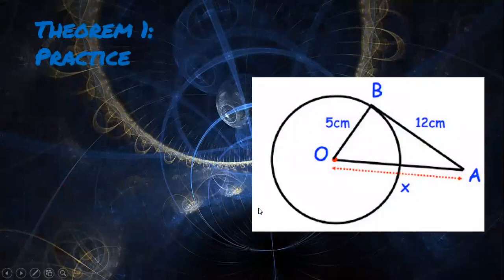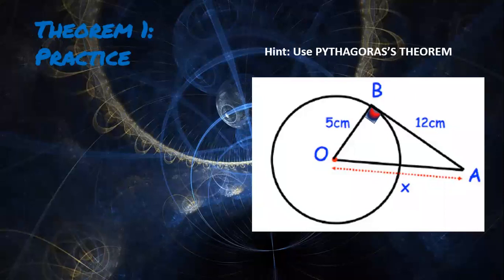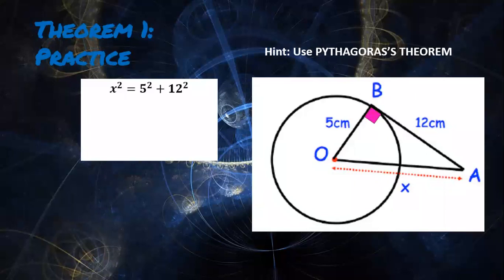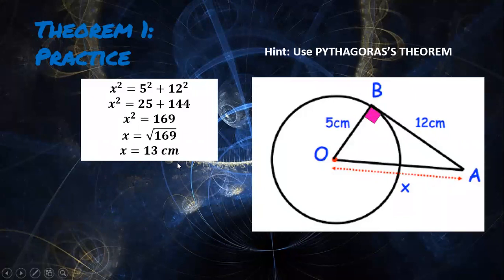Let's look at a question that exemplifies this idea. This is a radius. This is the tangent. This is the radius. Where they meet is going to be 90 degrees, and we can use Pythagoras' theorem. So we see the inclusion of Pythagoras' theorem as well in some of this. We can use Pythagoras' theorem to find out what x is, and that would be x squared is equal to 5 squared plus 12 squared. x squared is equal to 25 plus 144. x squared is equal to 169. Hence, x is equal to the square root of 169, which is equal to 13 centimeters. Any questions here?